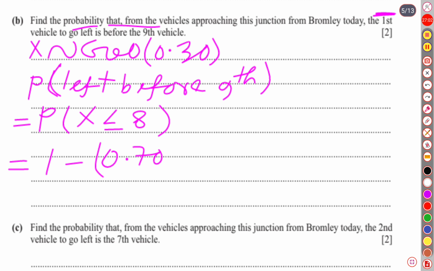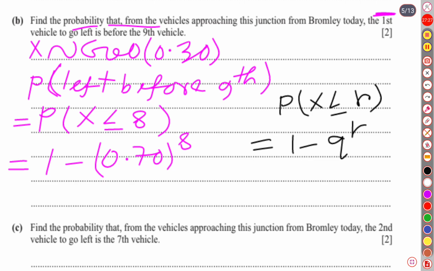0.70, which is how many times? 8 times. And the formula is actually this: probability of x less than or equal to r is equal to 1 minus q raised to r times. Okay, so our q is 0.7. If the probability of turning left is 0.3, so the probability of not turning to the left is 0.7.